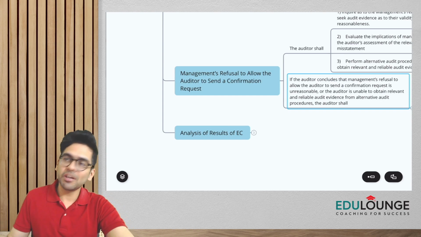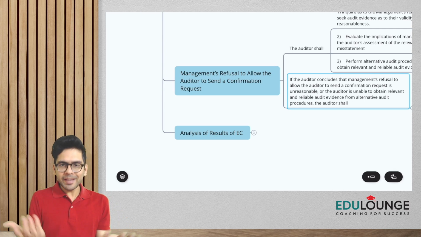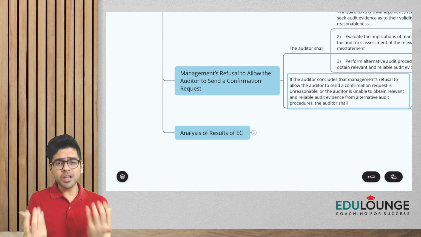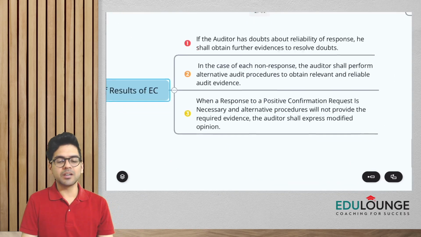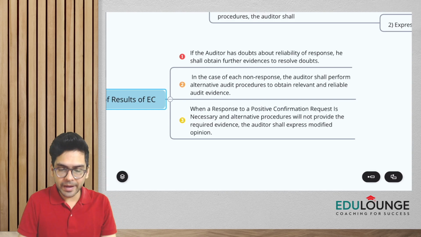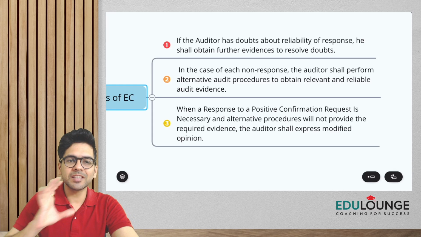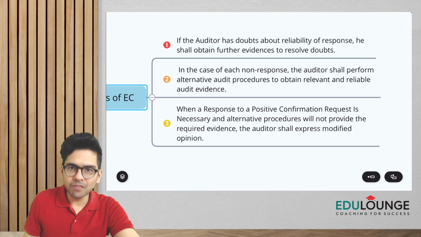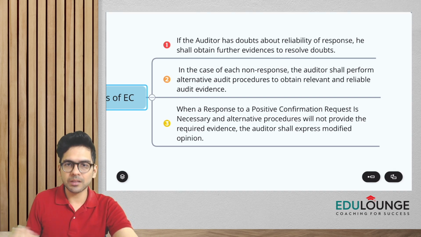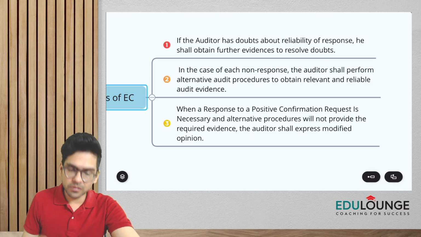Now, sometimes, let's say we have got the response to the external confirmation. So you will analyze it, right? If a debtor has responded, you are going to analyze it. So there's a topic, analysis of the result of external confirmation. Now, if the auditor has doubts about the reliability of responses, he shall obtain further evidence to resolve the doubts. So if I'm not very convinced or satisfied with the kind of response that a particular debtor has given, I might have to ask further questions to resolve the doubts.